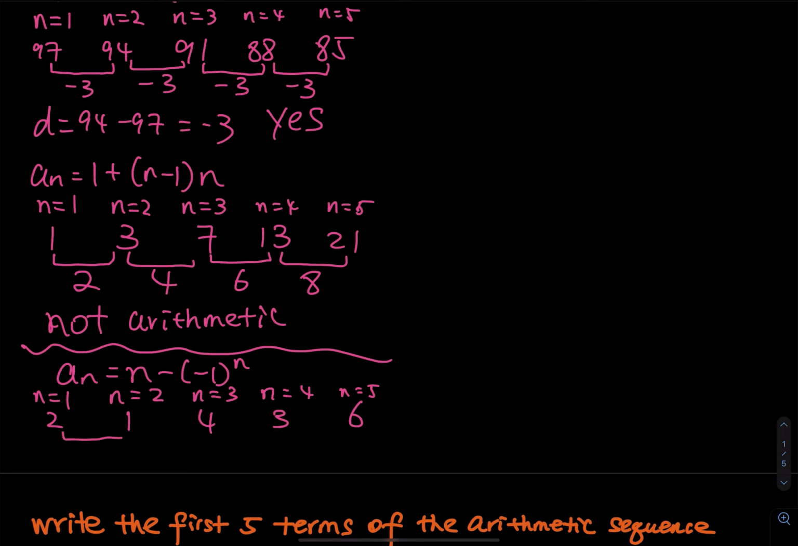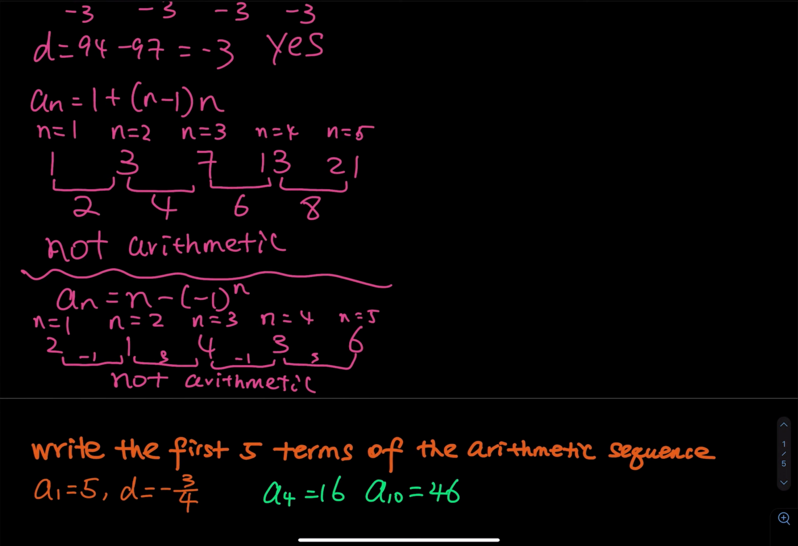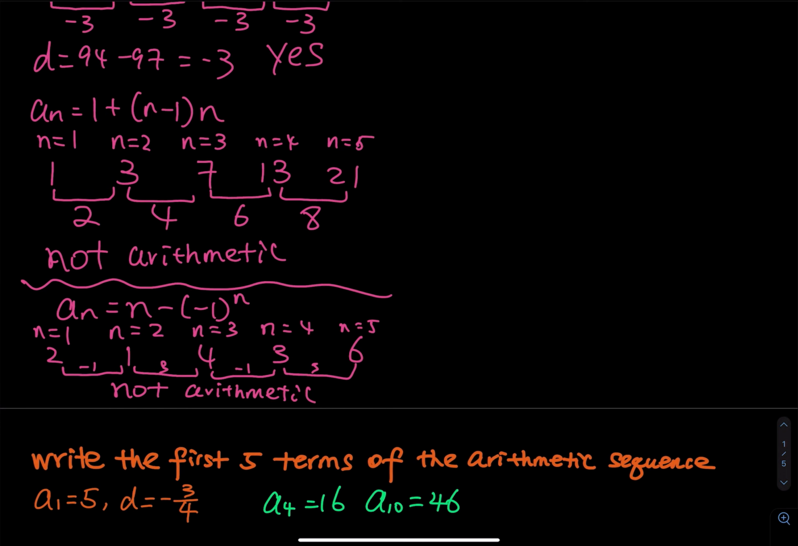So this is, how about the differences? This is a negative 1. Nope. This is a 3. This is a minus 1. This is a 3. No, this is not arithmetic. Okay, that is for the another type of example. I will do the last one right over here.